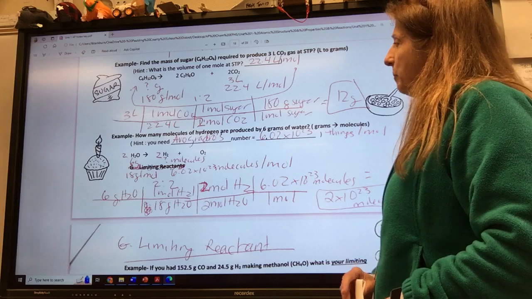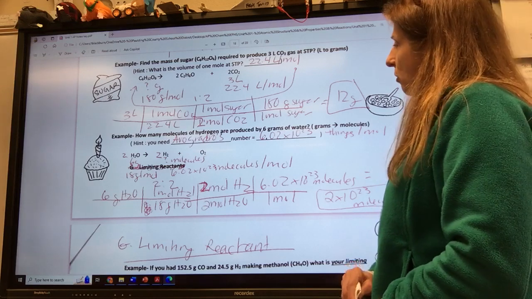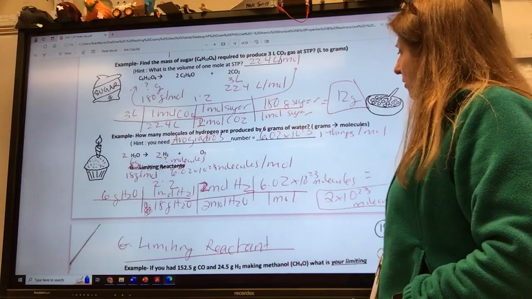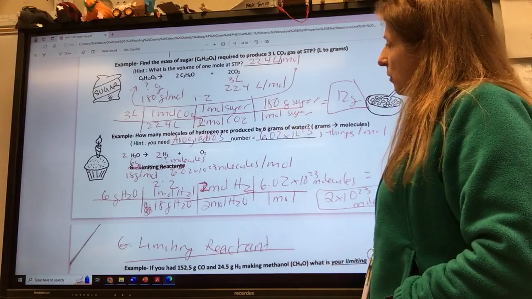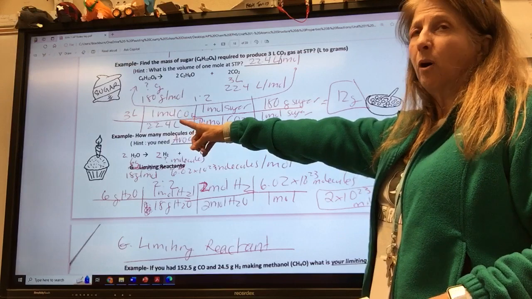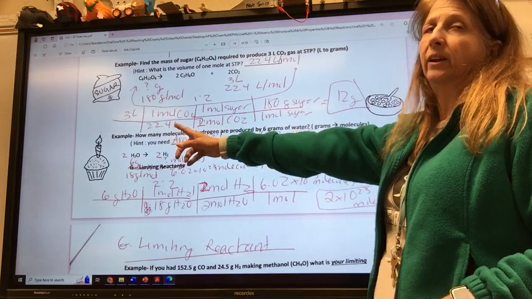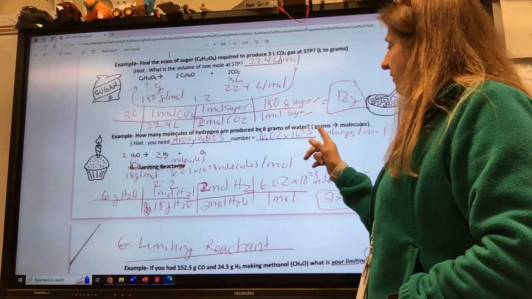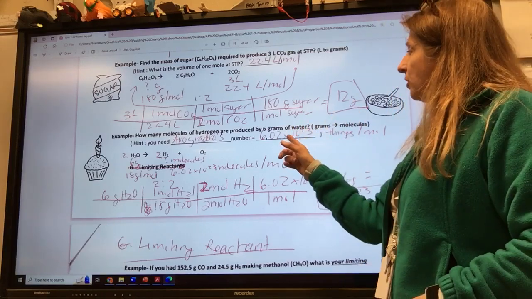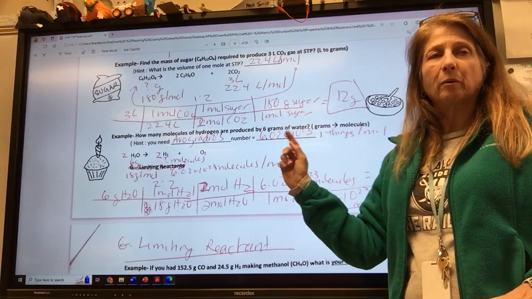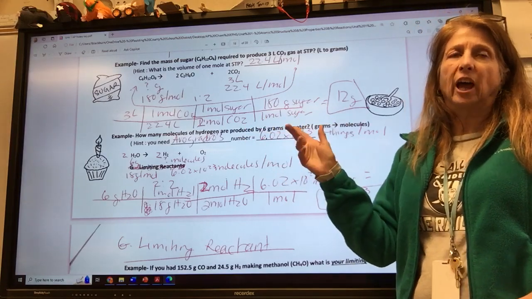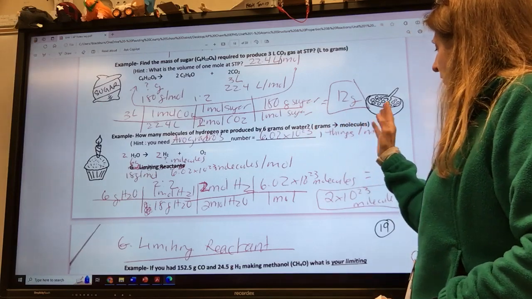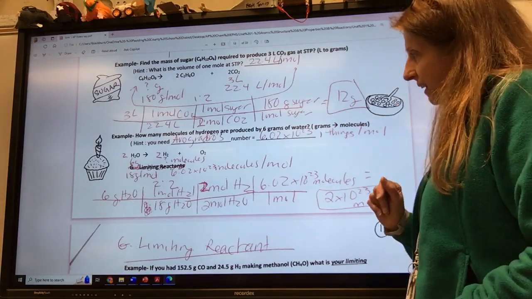Okay, our next one says, how many molecules of hydrogen are produced? So that's my question. By 6 grams of water, that's a mass. So if it has molecules, particles, atoms, anything like that, the number that goes in that line is Avogadro's number. 6.022 is what I'm seeing being used on AP problems that I'm looking at online. Times 10 to the 23rd, things per mole, whatever thing it is.